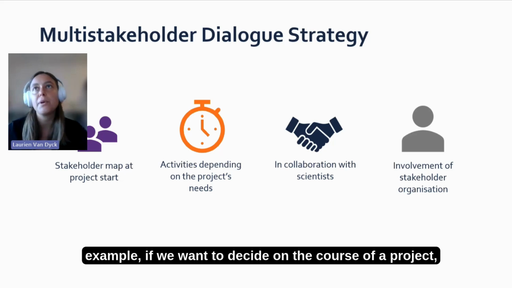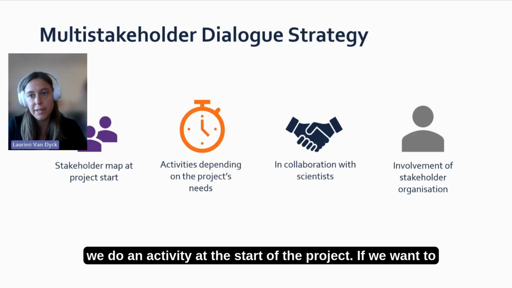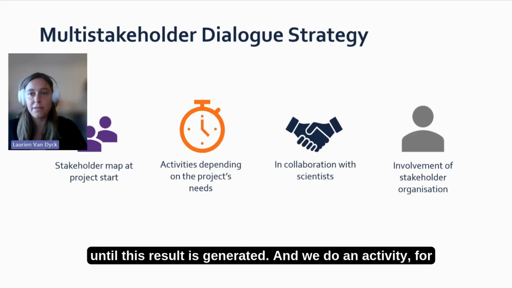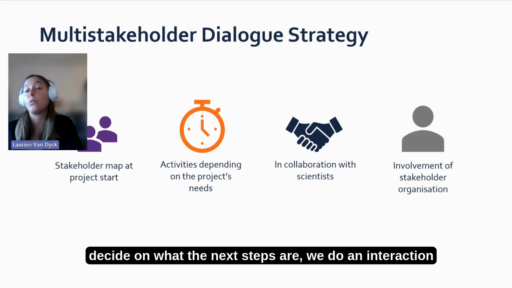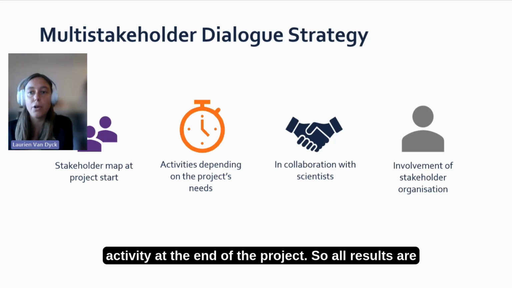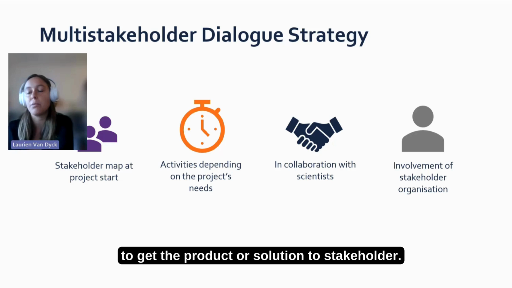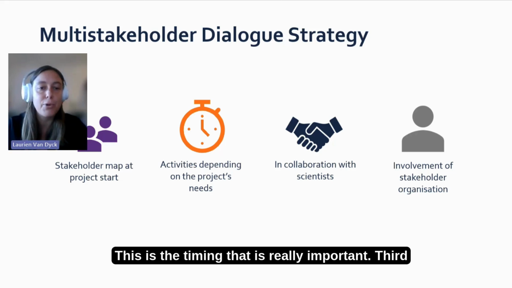So for example, if we want to decide on the course of a project, we do an activity at the start of the project. If we want to have feedback on a certain result, we of course have to wait until this result is generated, and we do an activity, for example, in the half of the project. If we want to decide on what the next steps are, we do an interaction activity at the end of the project. So all results are there and the stakeholders can think along on the next steps to get the product or the solution to the stakeholder. This is the timing that is really important.